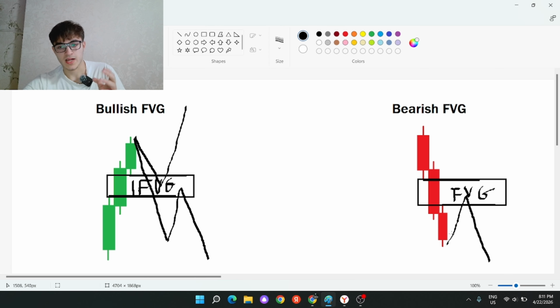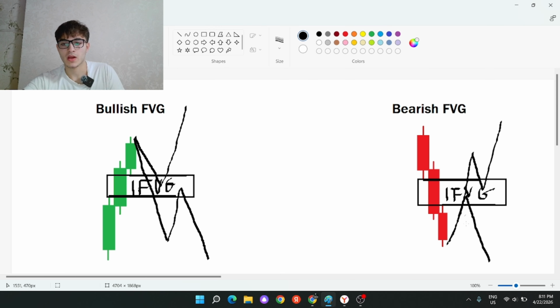When price doesn't react from this fair value gap and just breaks through it, it becomes an inverse fair value gap. This is so easy, guys. After this, I'm waiting for the price to come to this inverse fair value gap and react. But in my strategy, I don't wait for the price to retrace to the inverse fair value gap like this.